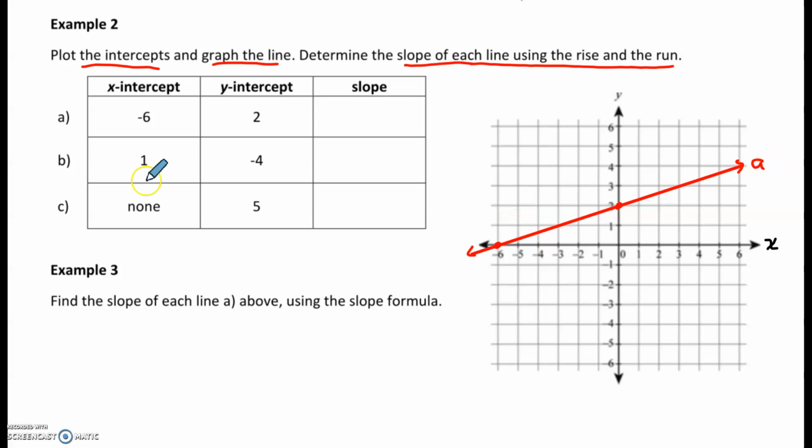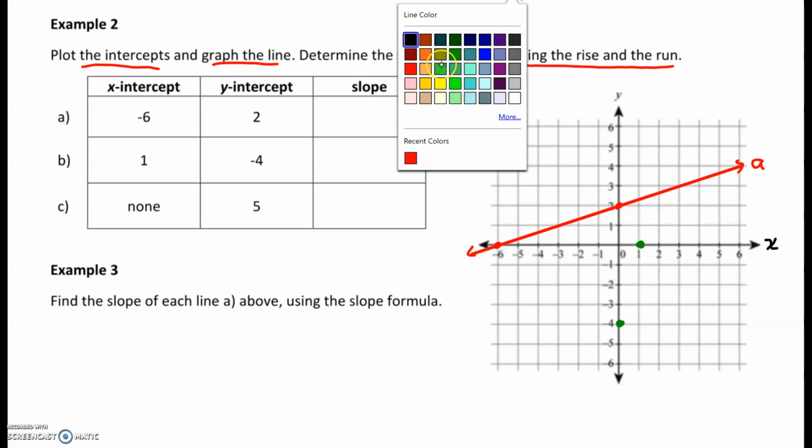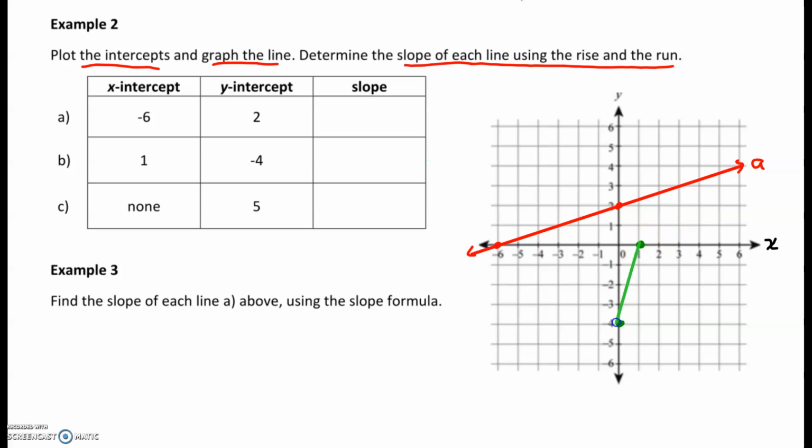All right, let's go ahead and we'll plot the next 2, which is an x-intercept of 1. And our other point is a y-intercept of -4. Okay, and we'll draw a line through. So remember, we don't just connect the 2 points, and we want to make sure that we extend the line from one side of the graph to the other. And then we'll put arrows on the ends, and that is B.